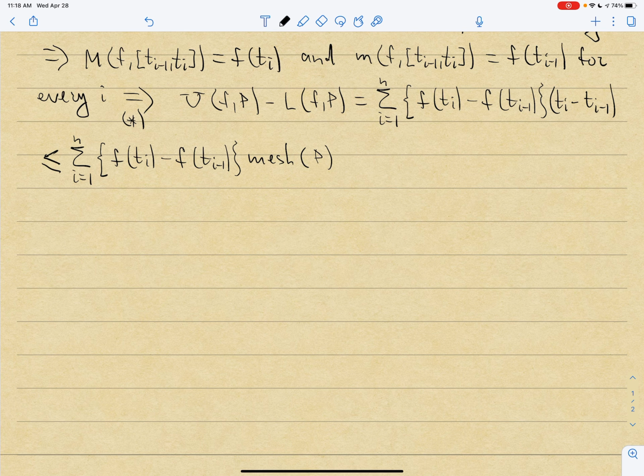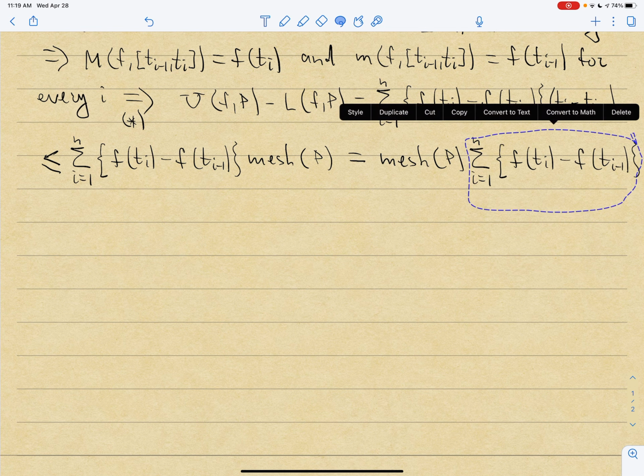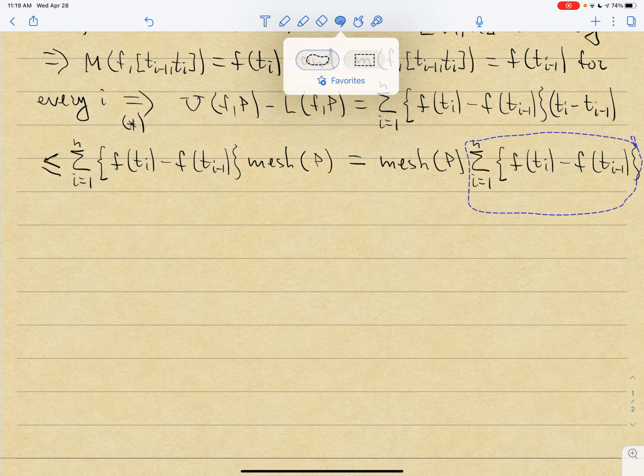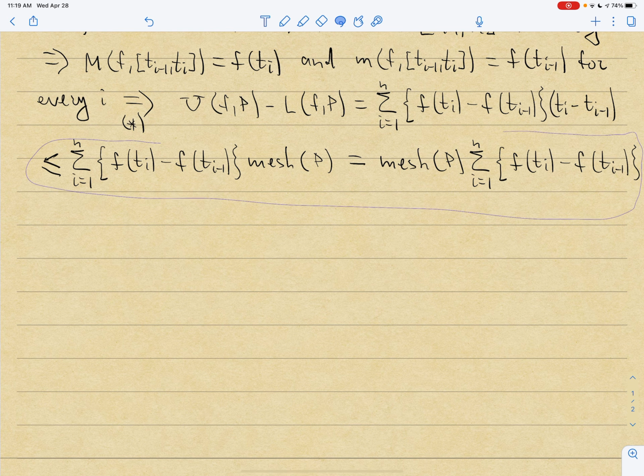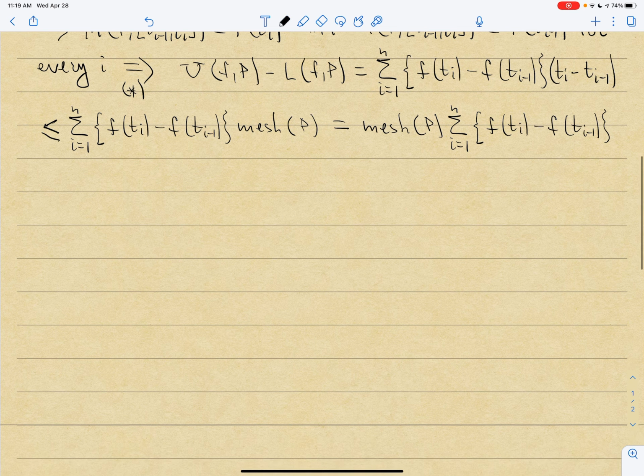So where is the mesh of P? Well, actually, let me do one more computation here, and then I'm going to write the definition of mesh of P again. So now, mesh of P is a constant. So I can pull it out outside of my summation. So this is equal to mesh of P times the sum. And now, what exactly is this sum? Can I say anything about it? Let's expand it.